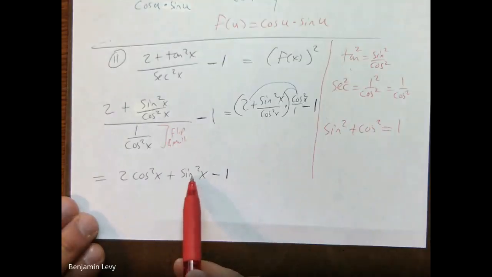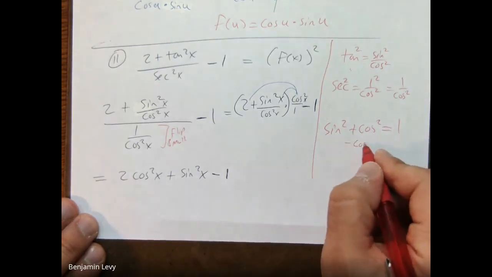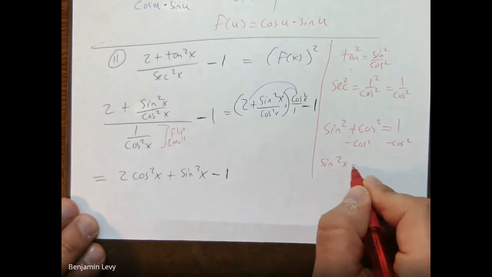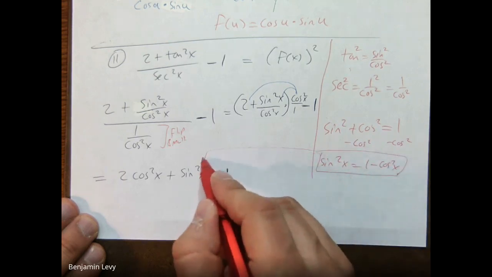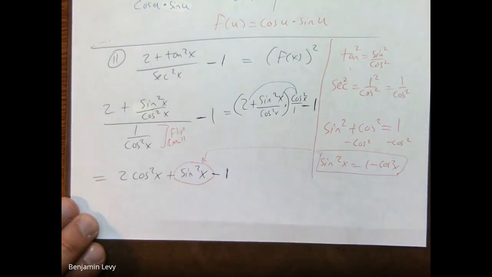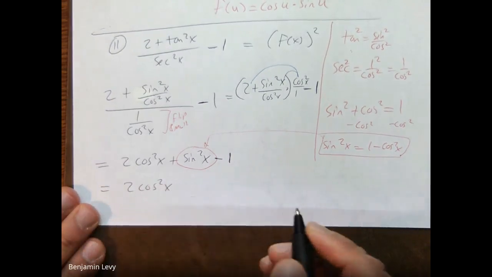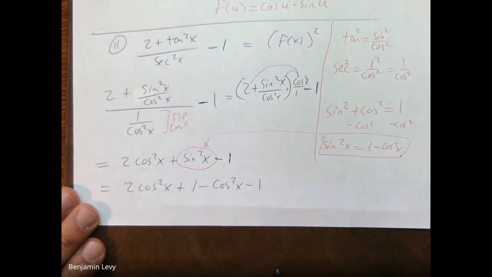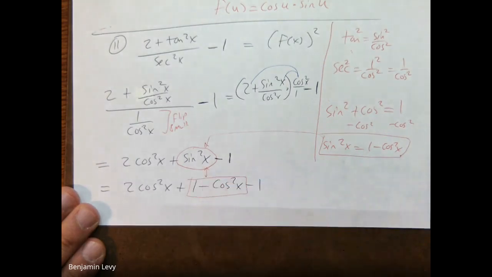So let's find an expression for sine squared, right? Let's get sine squared by itself right here. So let's subtract cosine squared, in other words. Maybe that's the easiest thing to do. And then we can see that sine squared equals 1 minus cosine squared, right? We've seen that a couple times before. And so we can take that and plug it in here. And then we're going to be right at the answer when we do that, because this is going to be 2 cosine squared plus 1 minus cosine squared minus 1. Right? I just replaced that with this.